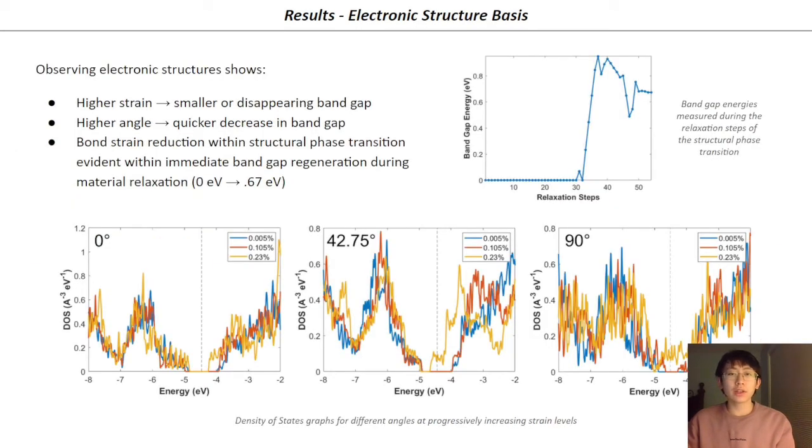Finally, analyzing electronic structures, we see general trends where higher strain results in lower band gaps and higher angle results in quicker decaying band gaps. Additionally, we see that within the phase transition, there is a large band gap regeneration due to the material relaxation.